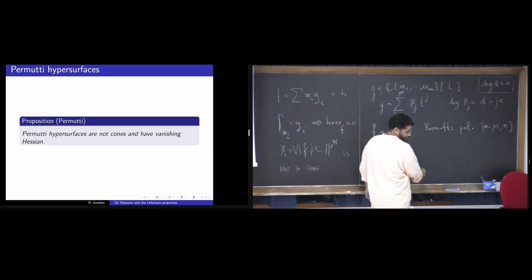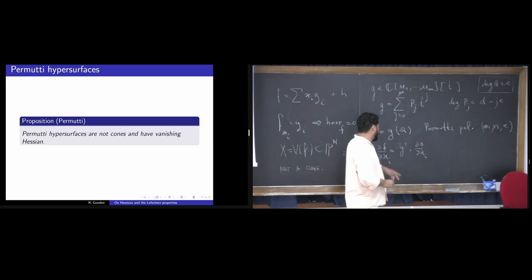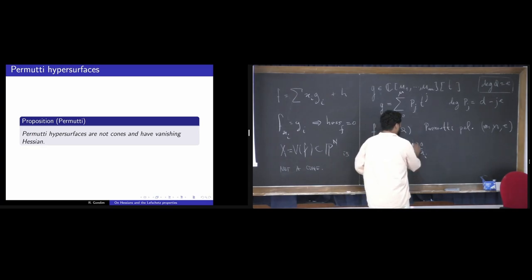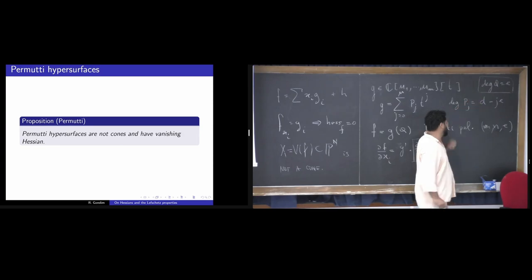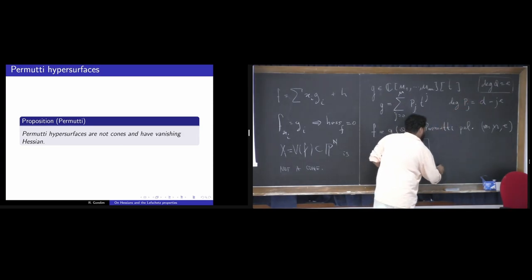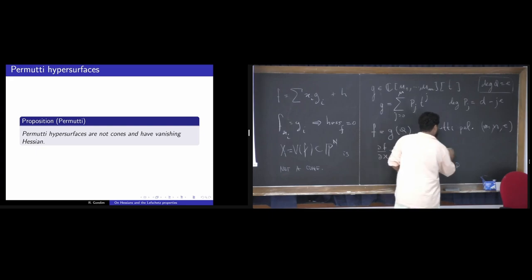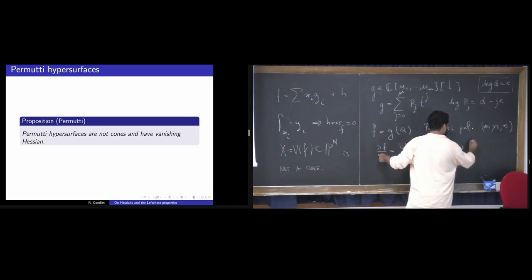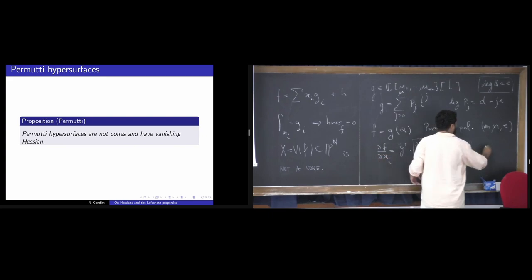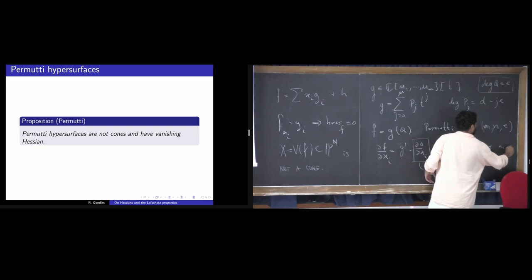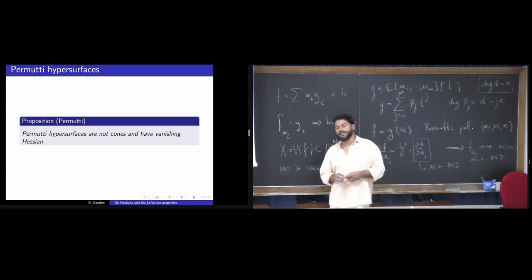Prime times the derivative of g. And since g prime is the same in all of the partial derivatives of f with respect to the variables x, and since by hypothesis g is a Perazzo polynomial, so these are algebraically dependent, it implies that the derivatives of f with respect to x_i are also algebraically dependent. Therefore, the Hessian is vanishing.